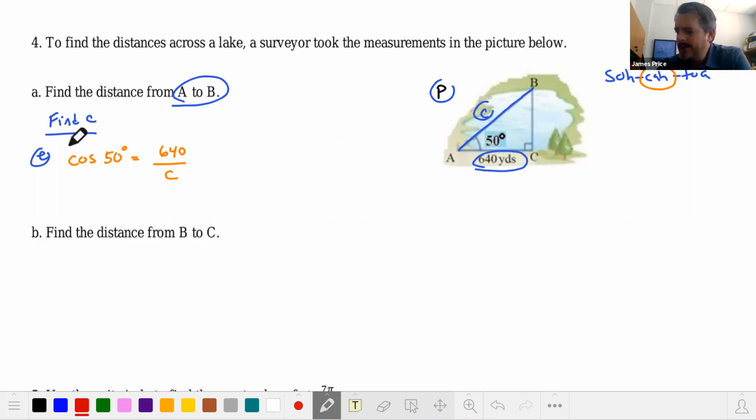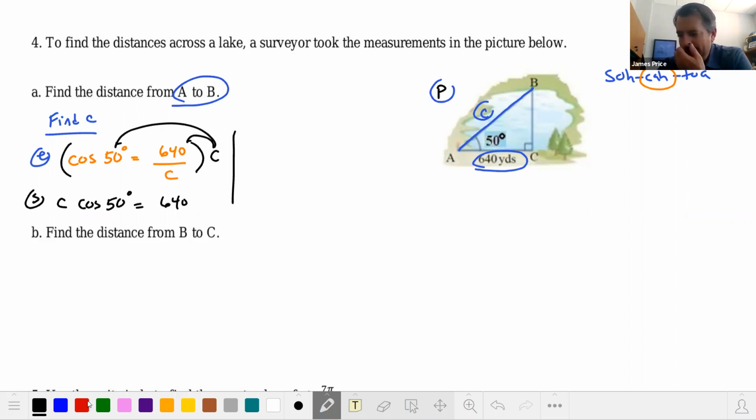So I would just clear the denominators here. Multiply everything by C. So I'm going to solve now, and I'll get C cosine of 50 degrees is equal to, and I'll multiply this side by C and get 640. And then divide both sides by the cosine of 50 degrees. I'm going to drop off that degree marker for a sec here. Notice these are going to cancel, and I get C equal to 640 divided by cosine of 50 degrees. And that's the exact answer.